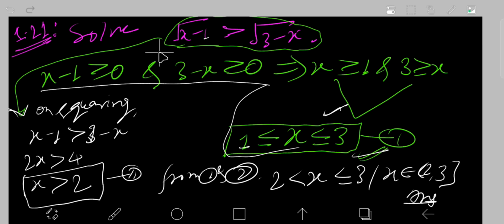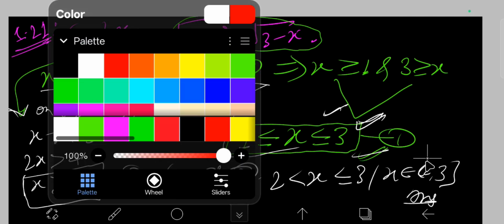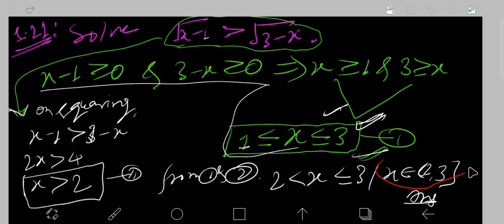Any confusion? Sir, why are you squaring here? We square because that alone is not the final solution, because when we put in some values, it is undefined. When we combine both solutions, this gives one condition, and from squaring these equations we get another condition. From the first condition and the second condition, we get the final answer. You can also write this type of answer in interval form.